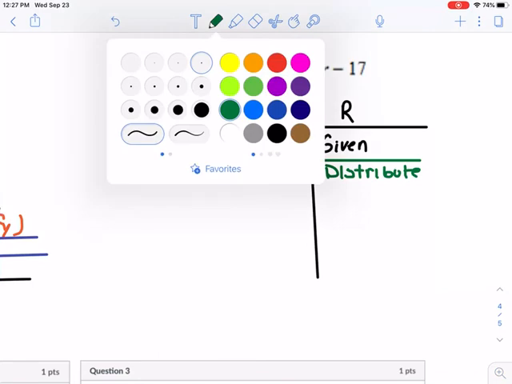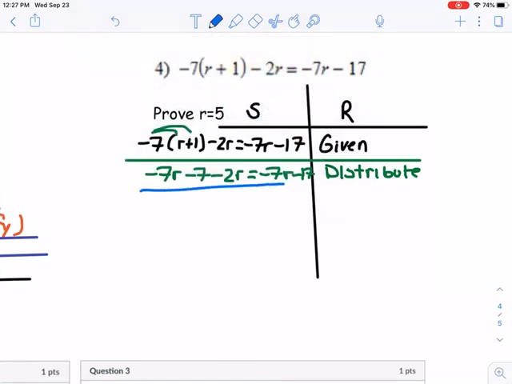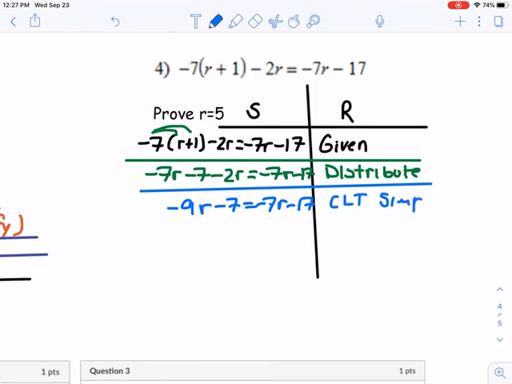Just focusing on this left-hand side, I got negative 7r and a minus 2r. So I'm going to combine those and do a negative 9r. So I have negative 9r minus 7 equals negative 7r minus 17. Oh boy, a lot of negatives. If you like negatives, you're going to like this problem. Combine like terms or simplify. You don't have to write both. I'm just writing both so you realize that both can be used.